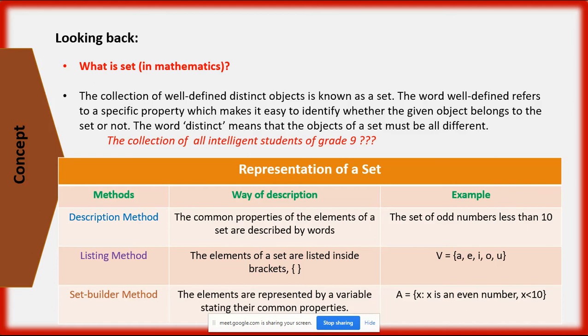In the listing method, we give the name of the set, then we separate the elements by commas and enclose them by curly brackets. That is good, that we have discussed.